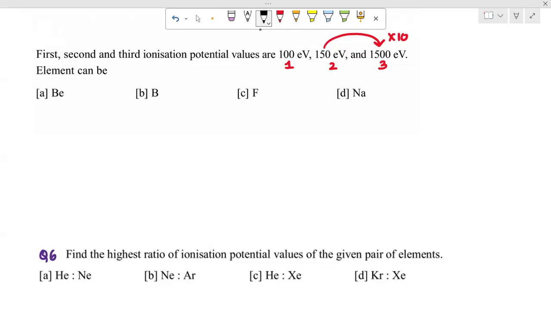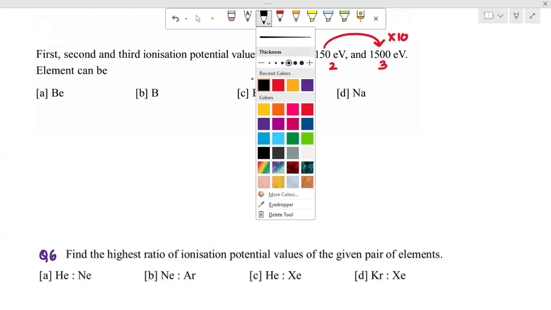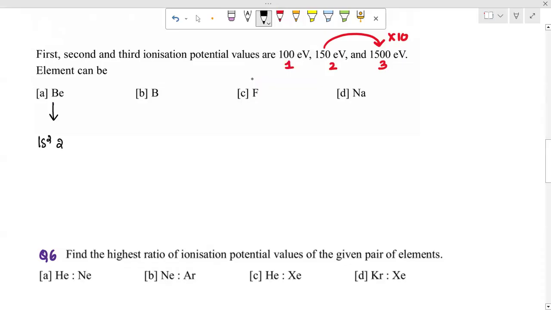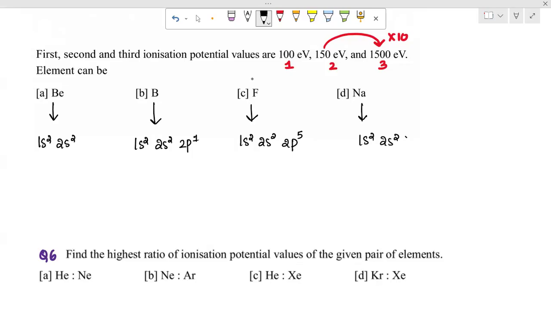So let's write the configuration of all of these species. Beryllium is 1s2, 2s2. This one is 1s2, 2s2, 2p1. This one would be 1s2, 2s2, 2p5. Sodium is 1s2, 2s2, 2p6, 3s1. So here, after 1 electron itself, you are getting noble gas configuration. But the jump in the ionization energy is observed only after the second electron removal. So it's not sodium. Here, 5 electrons should be lost or 1 electron should be added to attain it.